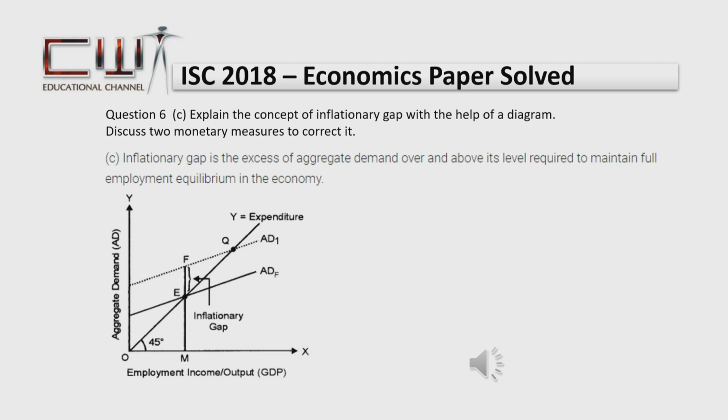ADF is the demand curve and AD1 is the increase in the aggregate demand over a period of time. Expenditure is denoted by Y and it is at a 45 degree angle. The increase in the price from E to point F is the inflationary gap, because this is over and above the level which is required to maintain the full employment equilibrium level in the economy.